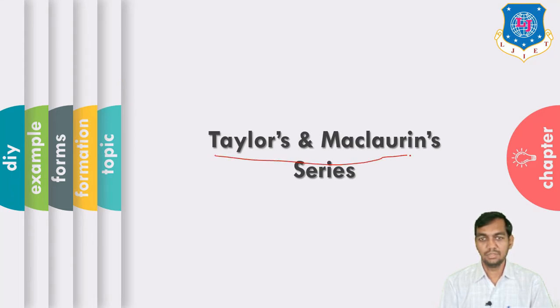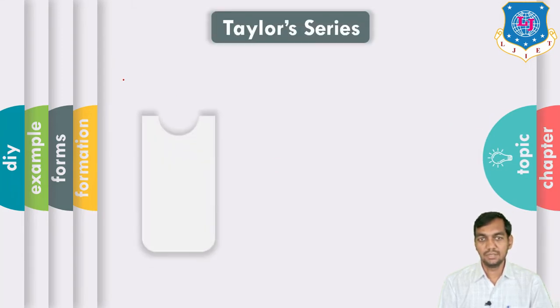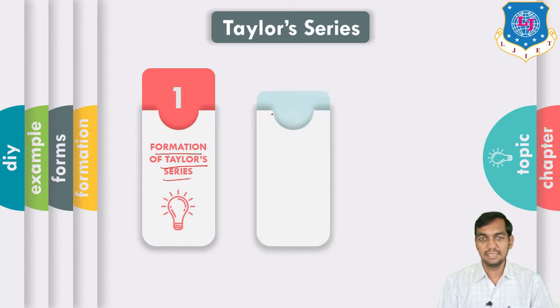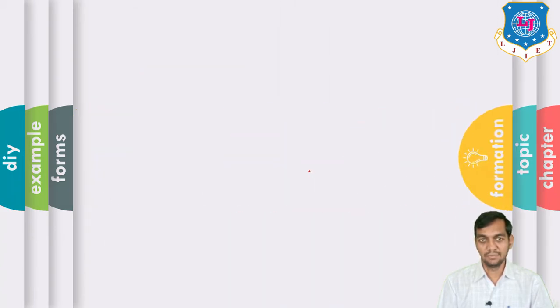Now, first of all, we are going to see what a Taylor series is. First, the formation of a Taylor series, how to form a Taylor series. Secondly, we are going to check the different forms of a Taylor series. And thirdly, we are going to check out examples of form 1 of a Taylor series.